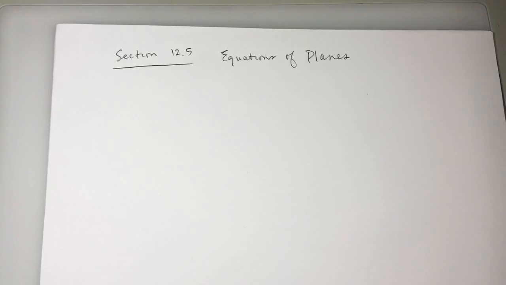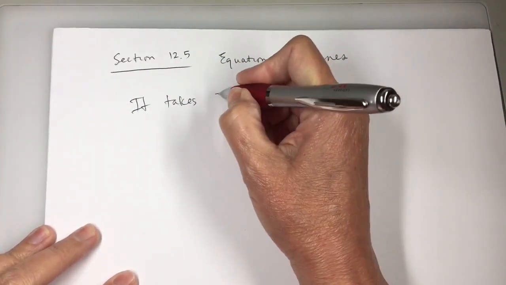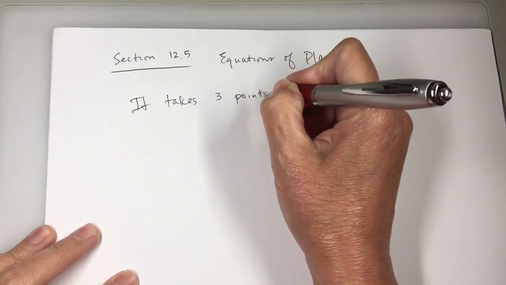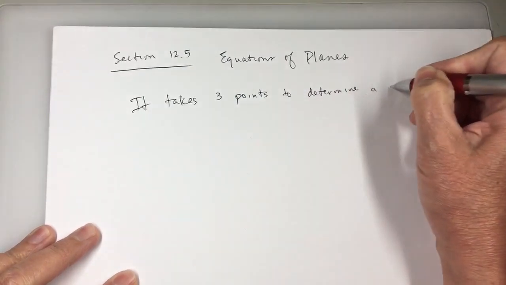I want you to think back to your 10th grade geometry class when they talked about points, lines, and planes. How many points does it take to determine a plane? 3, as long as they are not on the same line. So it takes 3 points to determine a plane.